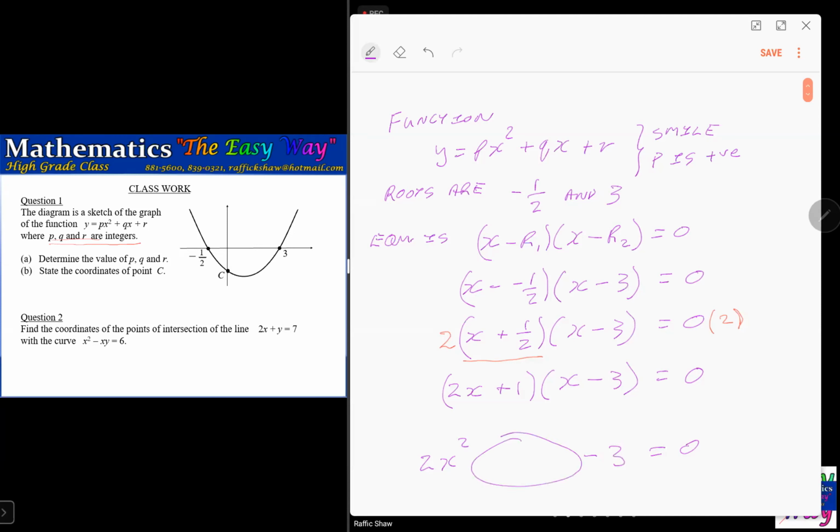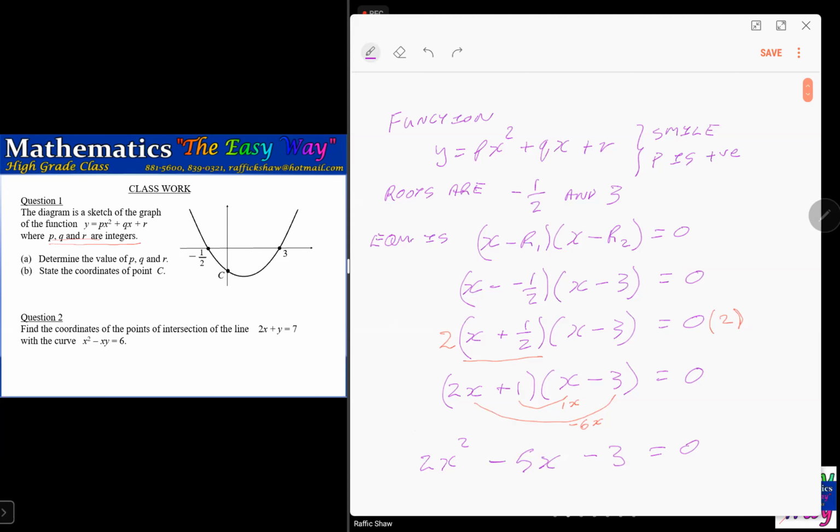Then we need a term for the middle. The term for the middle is the sum of the far product and the near product. It is a short way to do it. The near product is 1x. And the far product is minus 6x. 2 times 3 is 6, minus 6x. So 1x minus 6x is negative 5x. So the middle term is just negative 5x. So that is the equation. So we have gone from the roots to the equation right here.